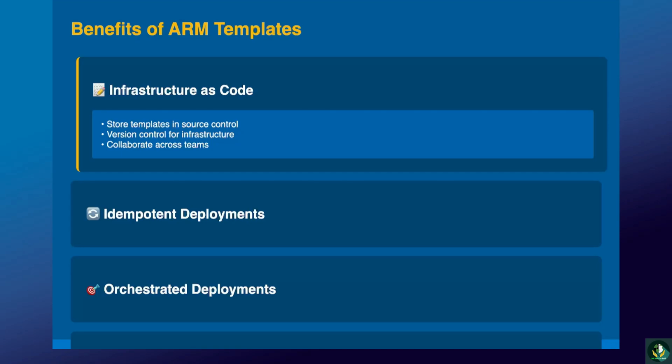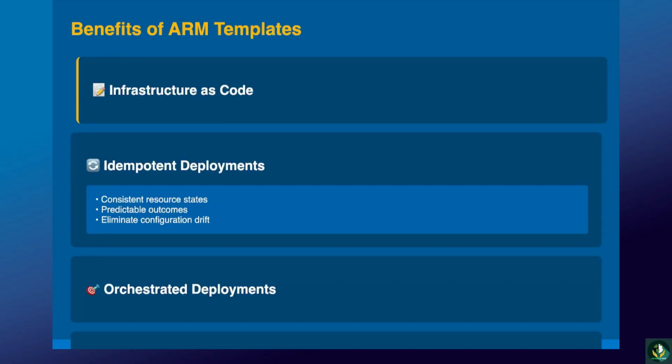One of the standout features of ARM templates is their idempotency. This means you can deploy the same template multiple times, and the result will always be the same. Your resources will be in the desired state. This eliminates the risk of inconsistencies and ensures predictable outcomes.